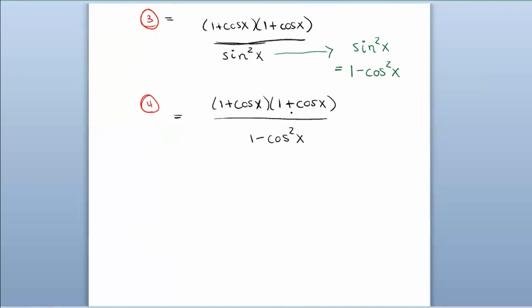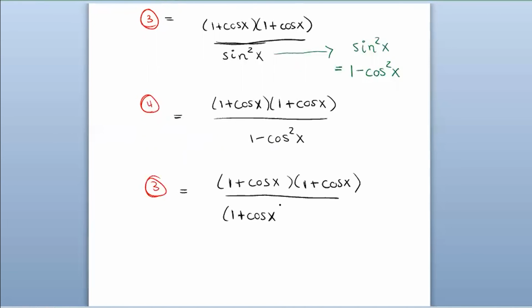All I need to do is figure out how to cancel out one of these 1 plus cosine x's. So I move back to step 3, which is my simplification step. I'm going to leave my 1 plus cosine x, 1 plus cosine x, and ask myself, okay, how can I pick up a 1 plus cosine x in the denominator? Well, this denominator is actually a difference of squares, right? 1 is a perfect square, and cosine squared is a perfect square. So I can write this as 1 plus cosine x, 1 minus cosine x.